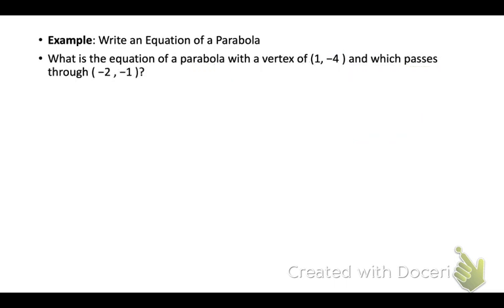Okay, so you try. Write an equation of a parabola with a vertex of (1, -4) that passes through (-2, -1). So you try it. What is the passes through? That's a point on the graph, like the y-intercept was, the x and the y.